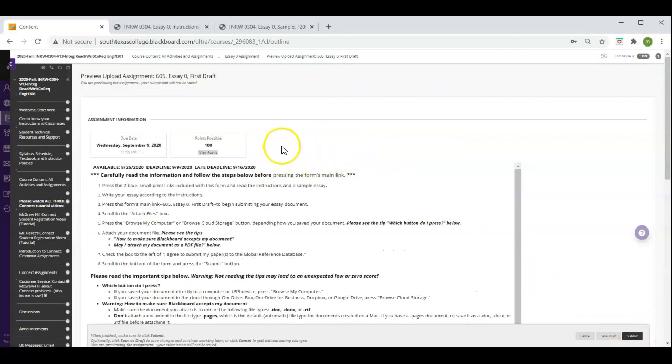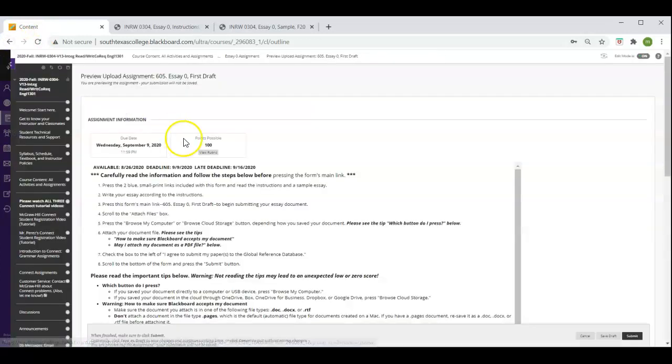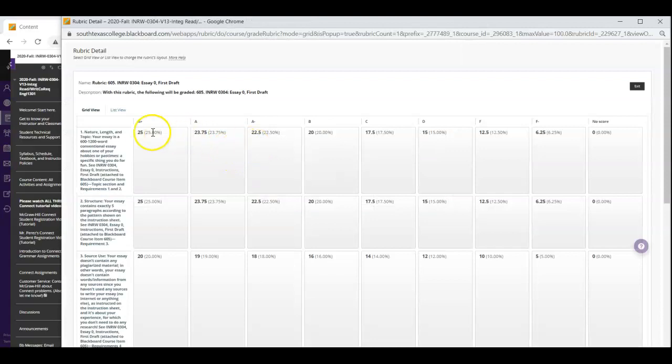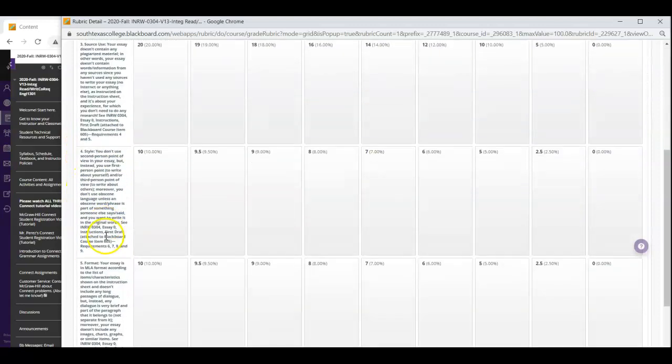Don't submit a blank. But you really should click on that link even before you're ready to submit. Why? Because when you click on it, you get access to the rubric. That's how I'm grading it. Notice these grades from A+ all the way down to 0. Be patient and read them.